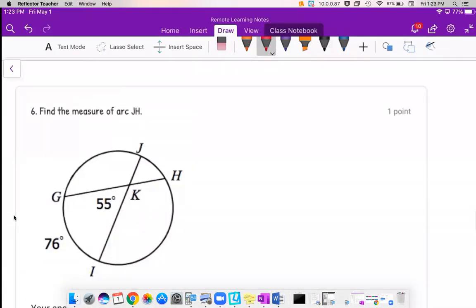Okay, number 6, it says find the measure of arc JH. So notice that these are intersecting on the inside of the circle. So what that means is you take your two arcs divided by 2 should equal your inside angle. So let's just call this X for now. So if I do 76 plus X divided by 2, I know that's going to equal the angle on the inside of those intercepted arcs, which is 55.